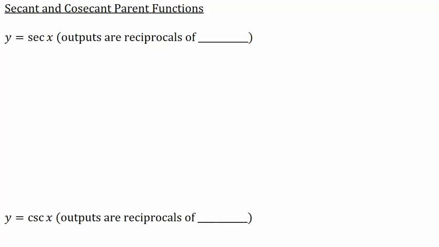In this video, we want to look at the secant and cosecant parent functions, the most basic secant and cosecant graphs. And the first one we're going to look at is the secant. So y equals the secant of x. And the outputs of secant are the reciprocals of the cosine outputs. Secant and cosine are reciprocals.